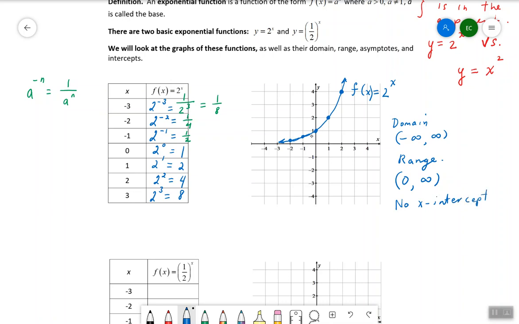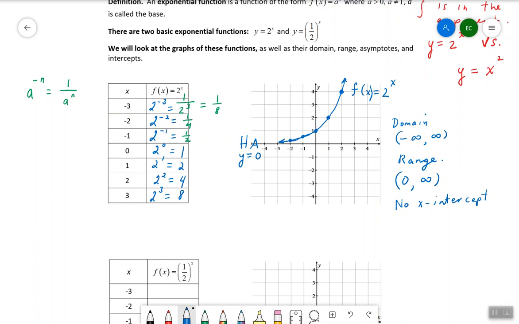The y-intercept is there at 0, 1. And then as we go out to the left end of the graph, y gets closer and closer to 0. Well, that's exactly the definition of a horizontal asymptote. So we have a horizontal asymptote here at y equals 0.